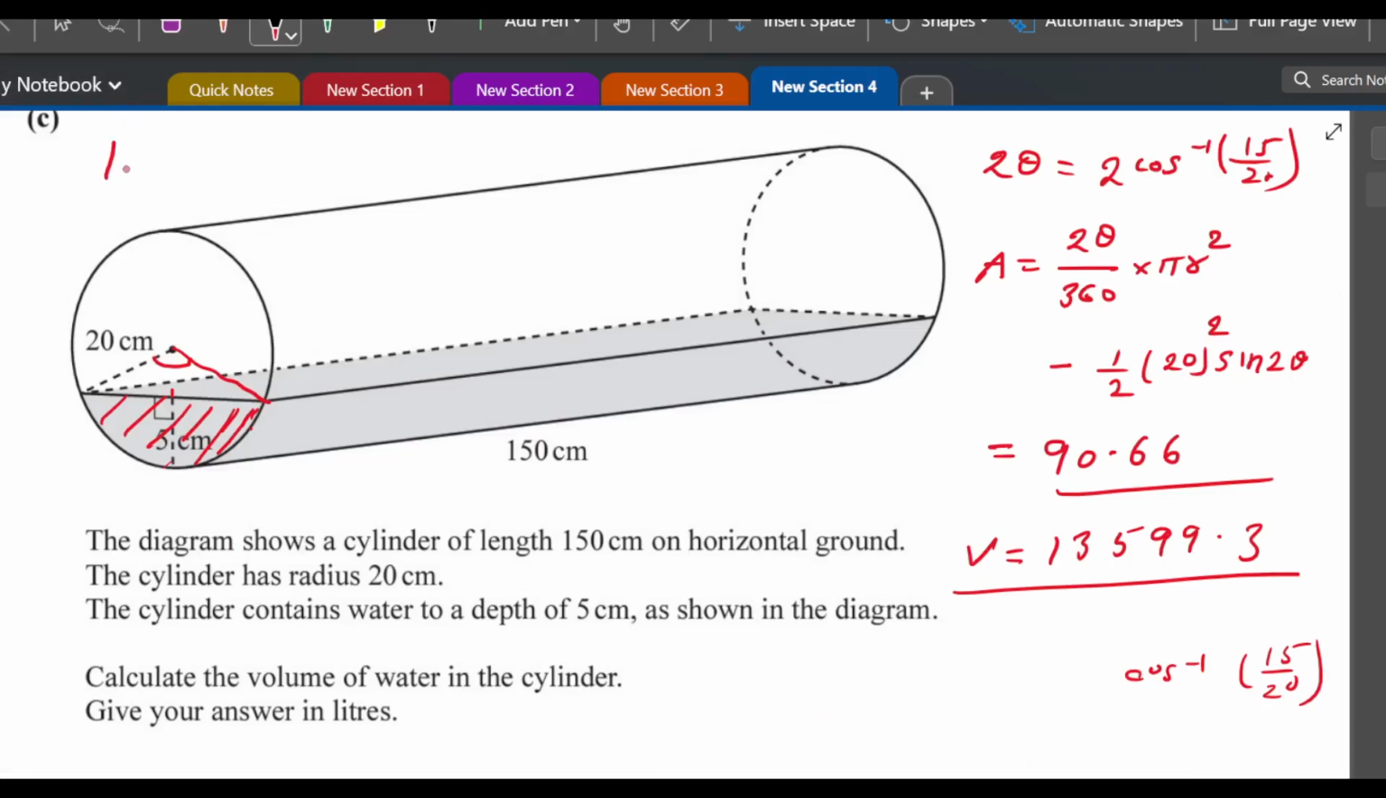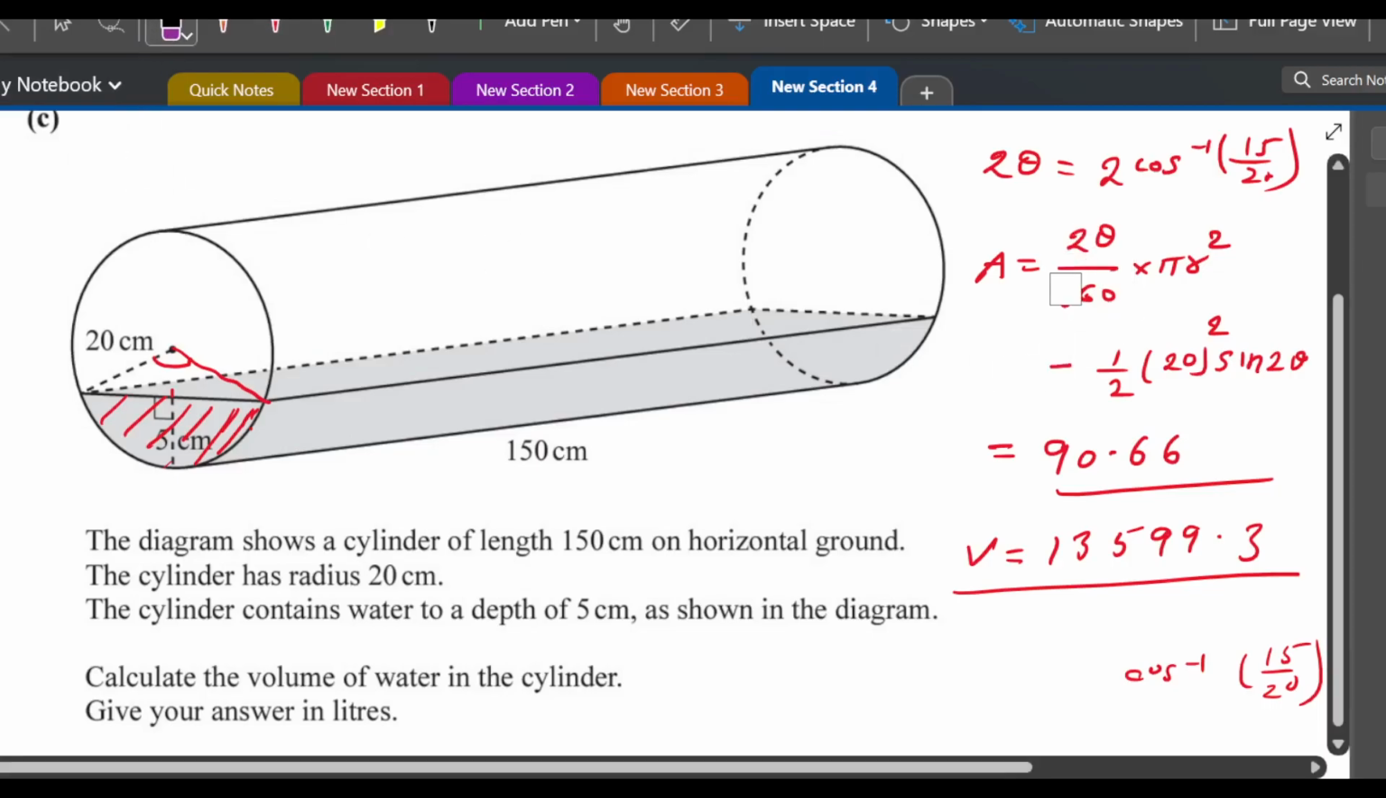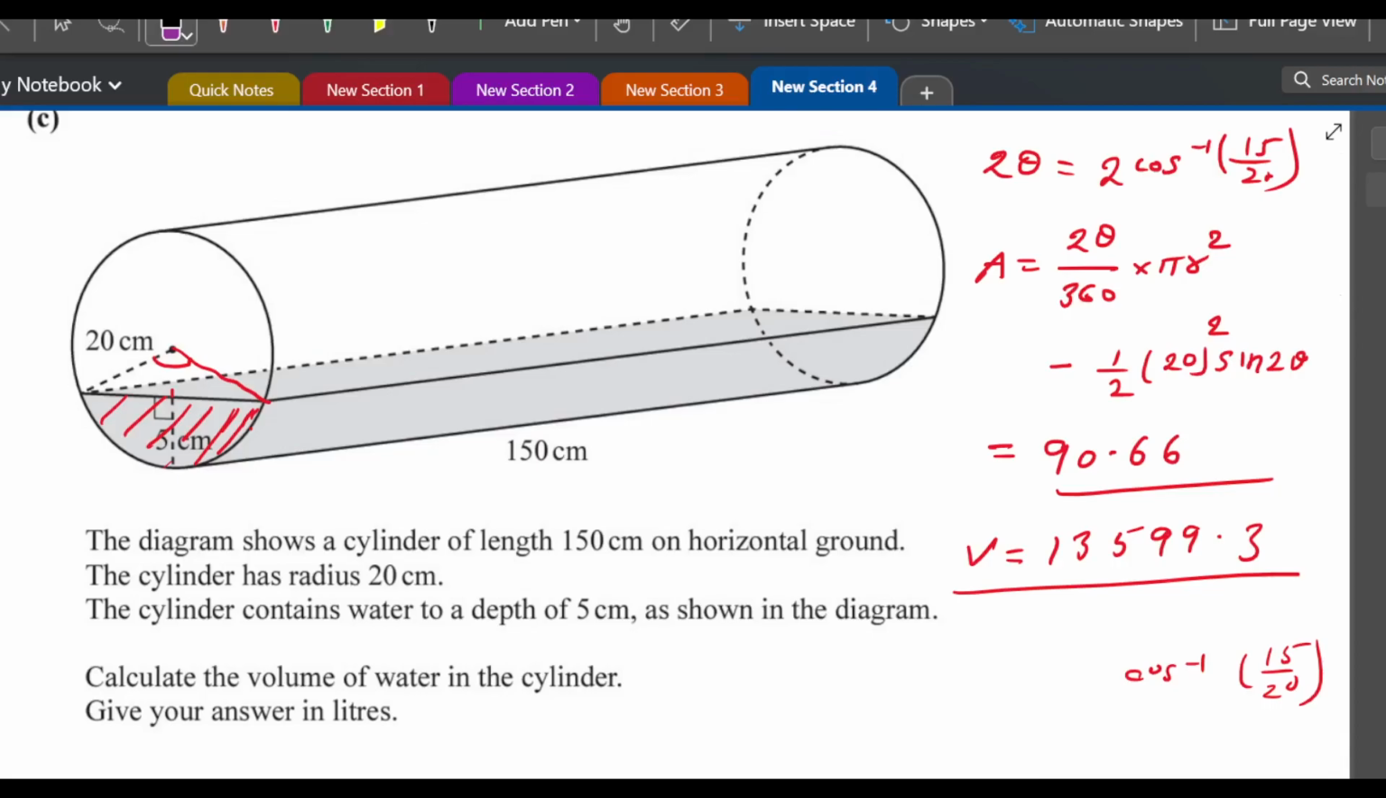No, no. 1 liter is 1,000 centimeter cube. Okay. Now the next question.